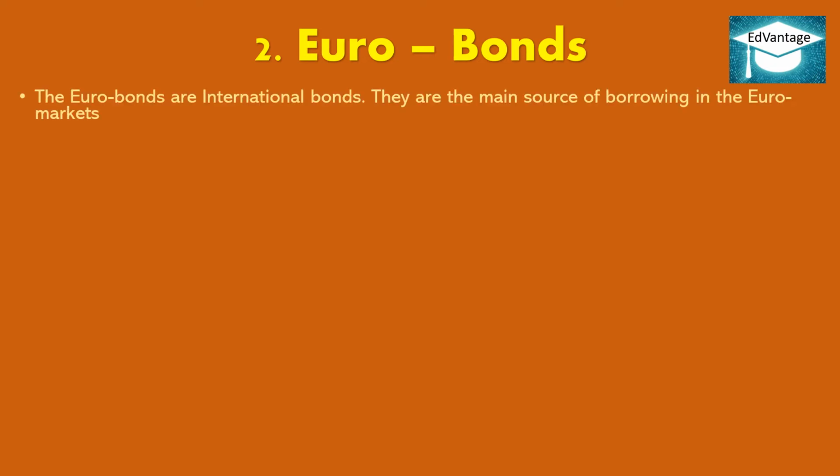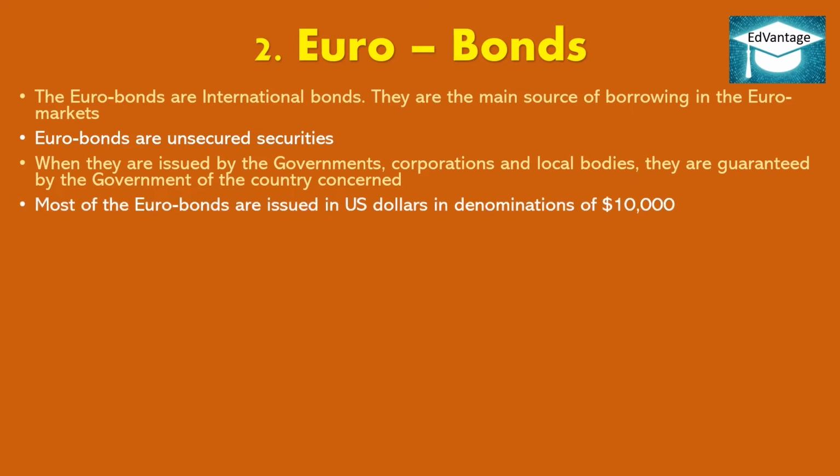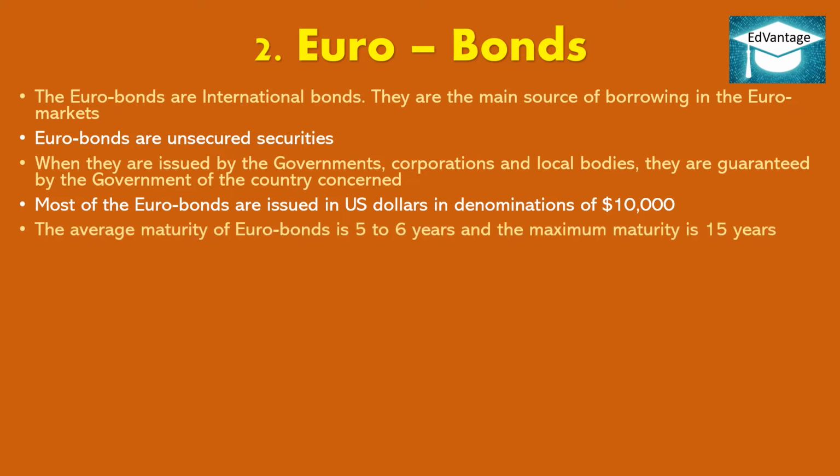2. Euro bonds. The euro bonds are international bonds. They are the main source of borrowing in the euro markets. Euro bonds are unsecured securities. When they are issued by the governments, corporations and local bodies, they are guaranteed by the government of the country concerned. Most of the euro bonds are issued in US dollars in denominations of $10,000. The average maturity of euro bonds is 5 to 6 years and the maximum maturity is 15 years.